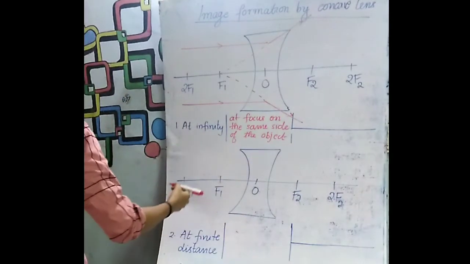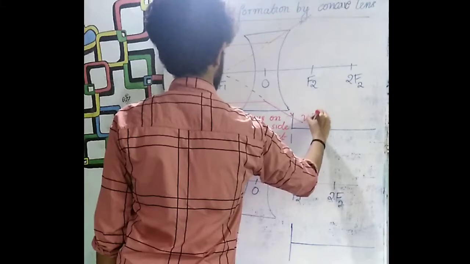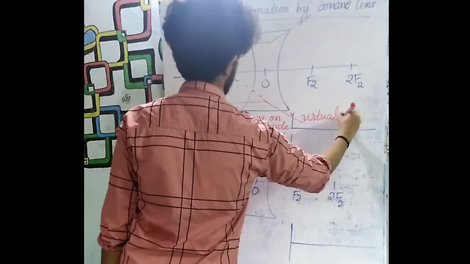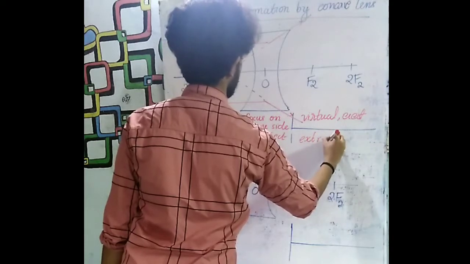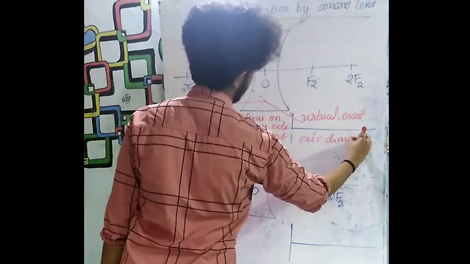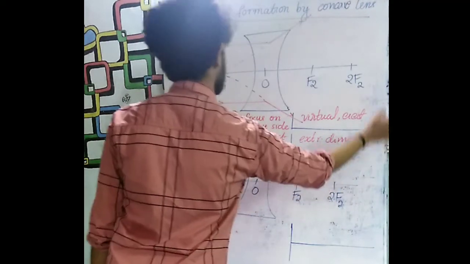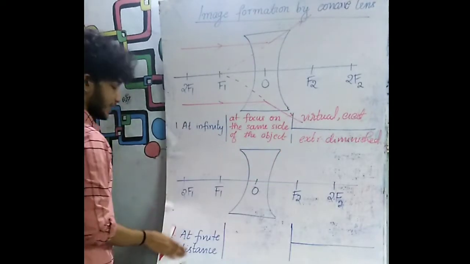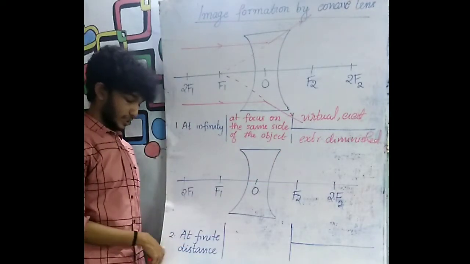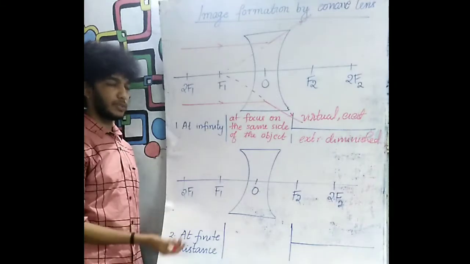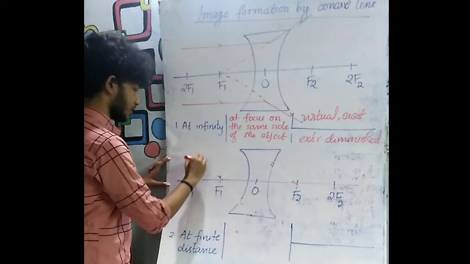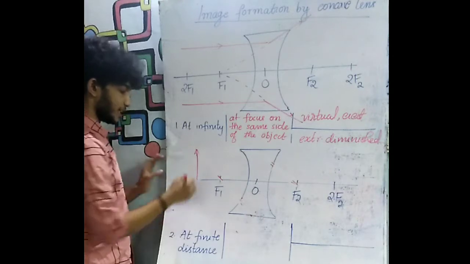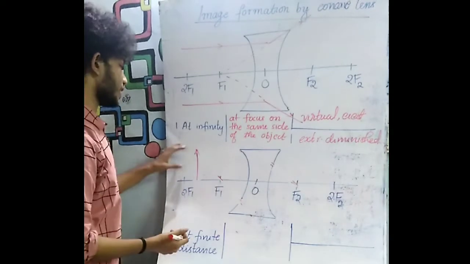What about the nature? It is virtual and erect. And the size is extremely diminished. Now in the second case, let us place our object at a finite distance from the lens. Let me place the object between 2f1 and f1. At any place we can place at a finite distance from the lens.